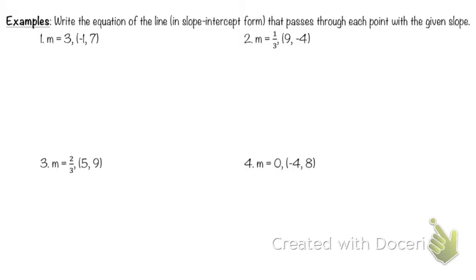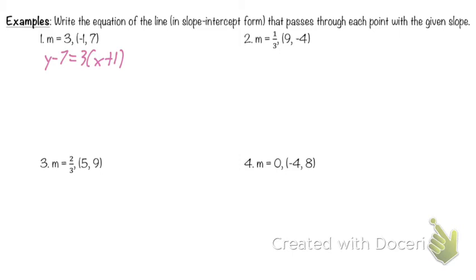Can somebody help me with number 1? Put this into point slope form. Okay, Courtney, go ahead. This is like the y minus thing, right? It is. So y minus 7 equals 3 times the quantity of x plus 1. Nice. Or minus a negative 1, which turns into positive.